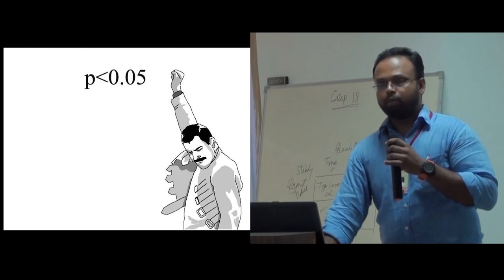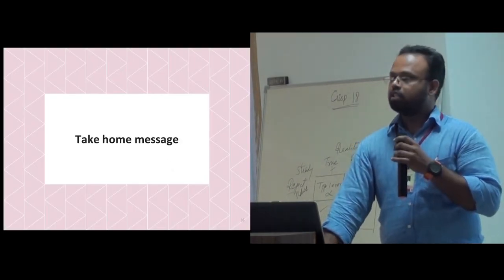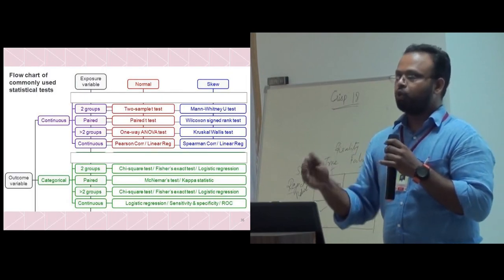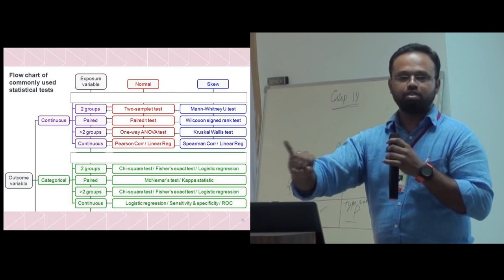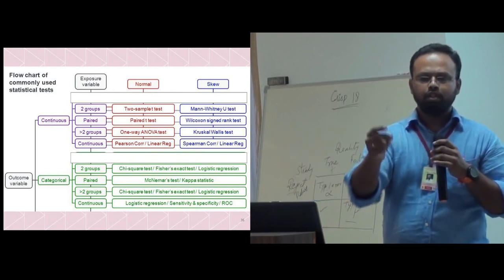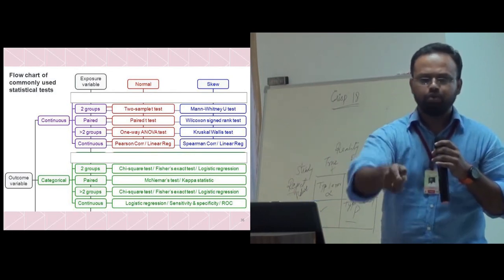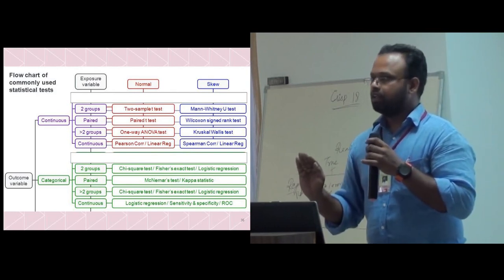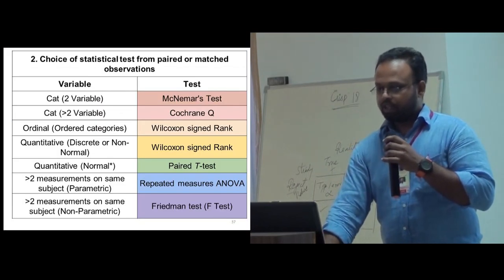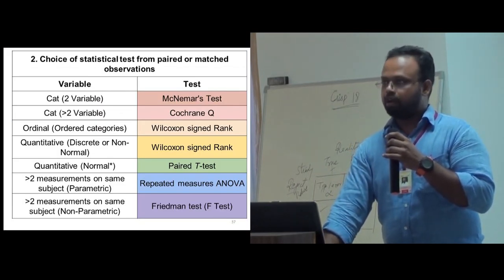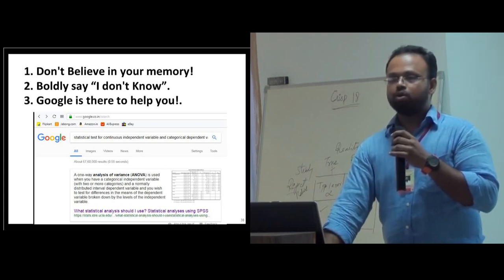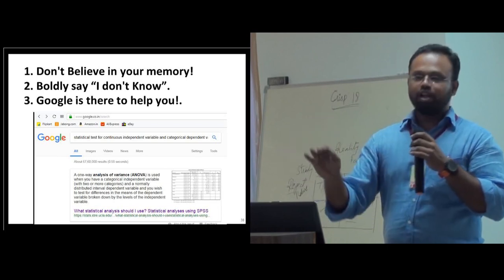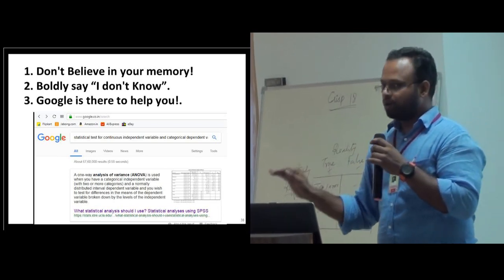So that is that. My take-home message is these 2 slides, and these 2 slides you need not remember. You can refer to them any time. Nobody is going to ask in any exam what is the choice of test for categorical and continuous variable. No ready-made answer. Just refer and tell it correctly. Okay. So these 2 slides will make my presentation. The take-home message is this: don't believe in your memory. Boldly say I don't know. Google is there to help you.